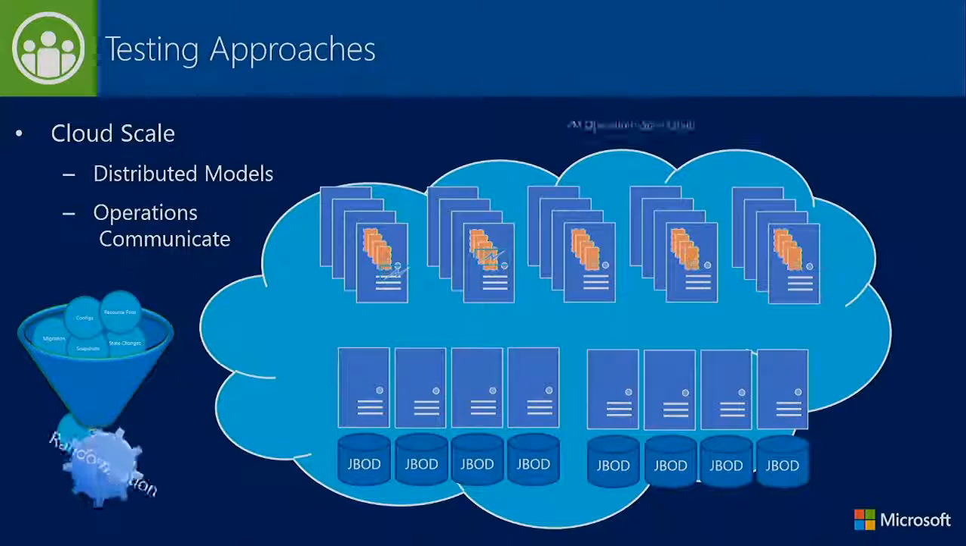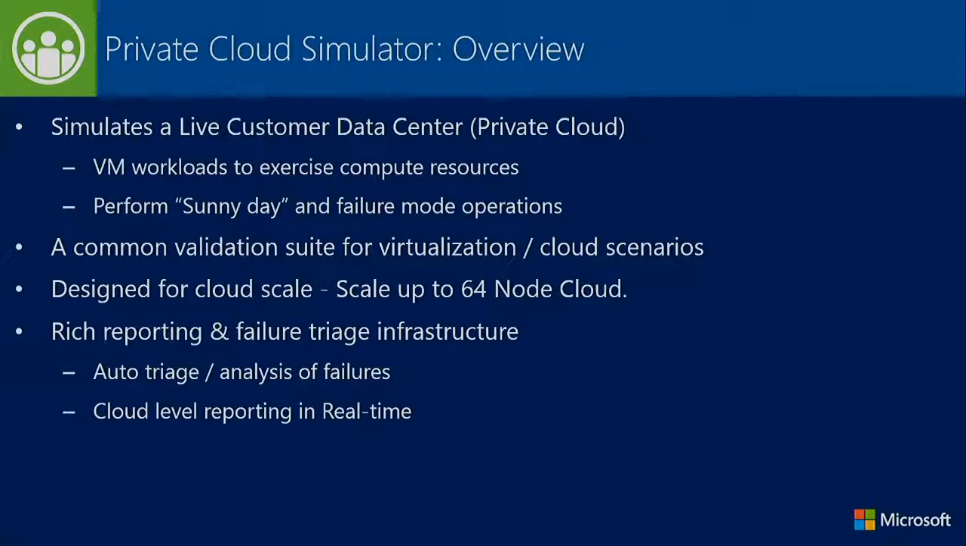So with that, let's move on to PCS. If I have to describe the PCS goal in one line, I would say that our goal is to simulate customer data center at a cloud scale. So we do this by setting up a private cloud where we have virtual roles and we have workload running inside the virtual machines, exercising compute and storage resources. We perform both sunny day scenarios where everything runs smoothly, and we also try out failure mode scenarios. So it's not like we have data center operations running and we also try failure scenarios.